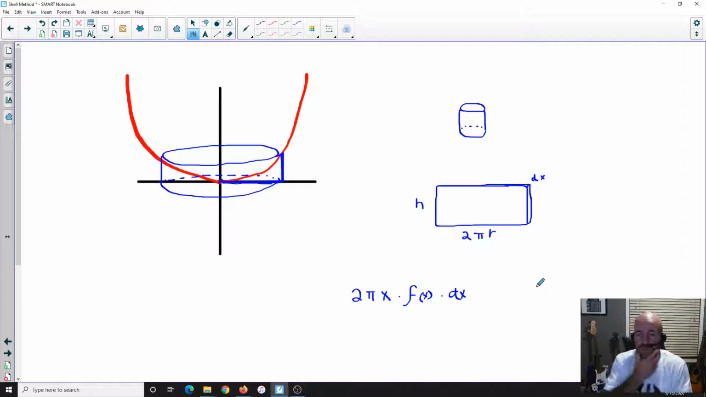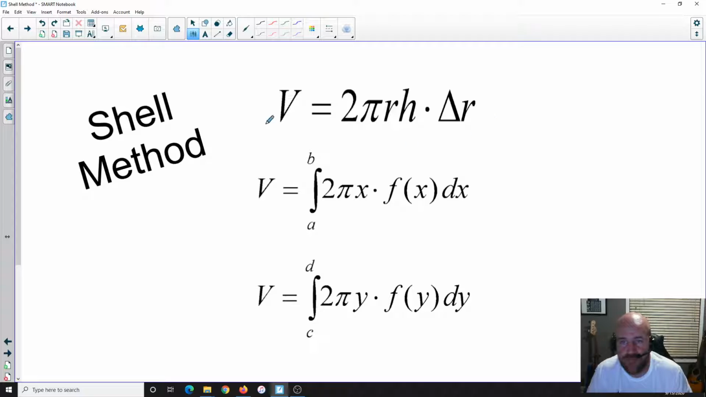Okay. So now if I take a bunch of these and add them together, we're going to get the overall volume of the shape. So we know that's integration. So here are the formulas. Volume of a cylinder over and over and over again. We're adding it. So we have an integral between some x values.